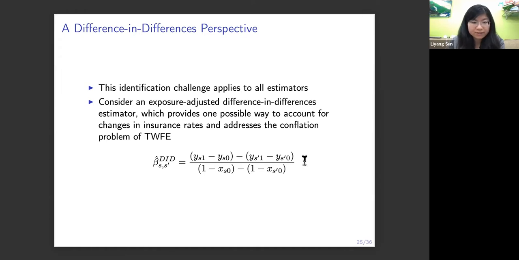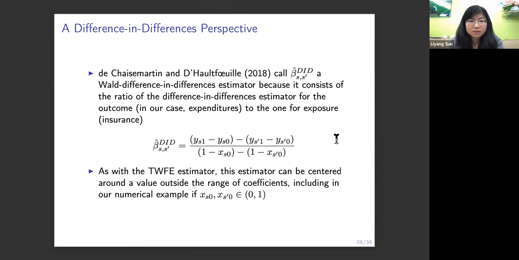In the paper, we call this the exposure adjusted difference in differences estimator, which first calculates the difference in differences in the outcome between state S and S prime, but then adjusts this difference by the difference in differences in their exposure to Medicare. It's able to focus the comparison between two states S and S prime at a time, so to some extent could address the conflation issue with the two-way fixed effects estimator. Matan and Foy call this estimator a Wald difference in differences estimator because it consists of the ratio of the difference in differences estimator for the outcome to the one for the exposure.